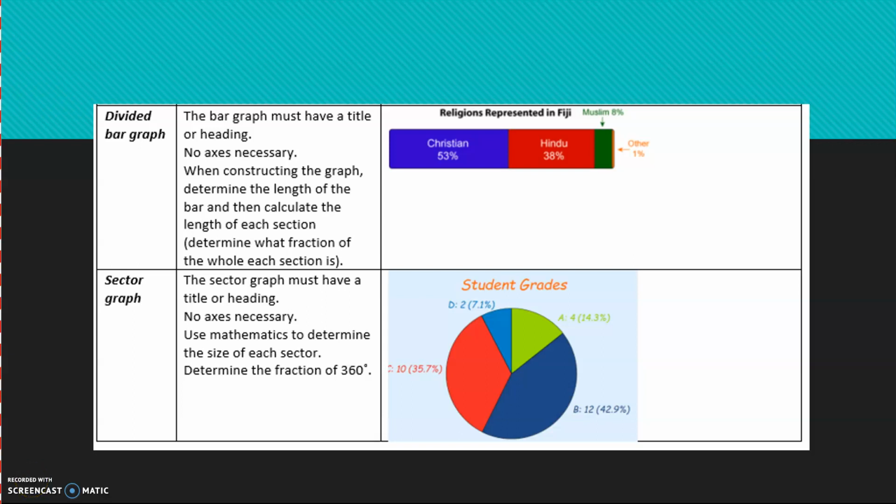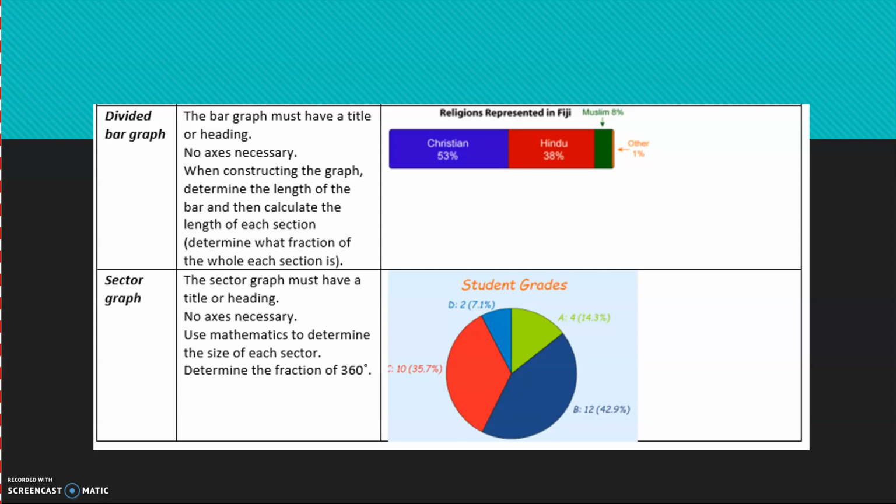This video is going to go through divided bar graphs and sector graphs. So a divided bar graph must have a title. It doesn't need an axis, but when constructing the graph, the first thing you need to do is determine what length you want for the bar, and then calculate, therefore, what fraction of that length each section will have.